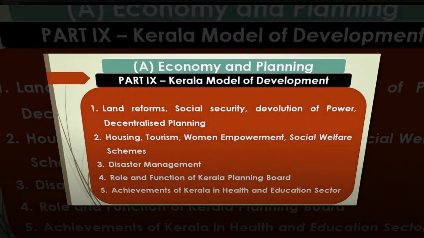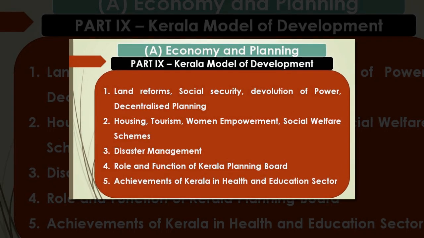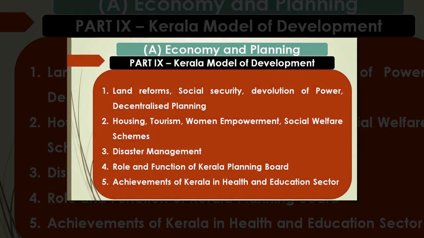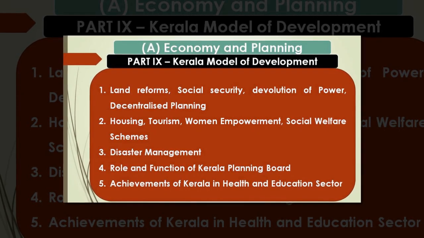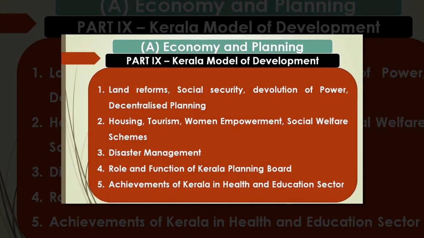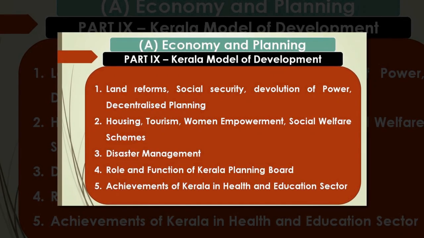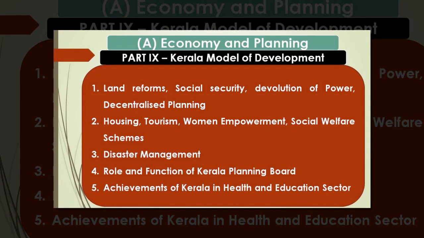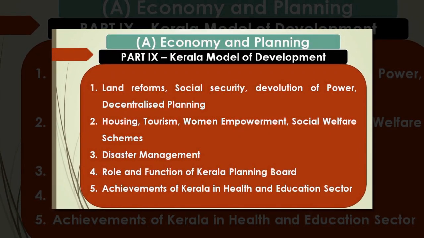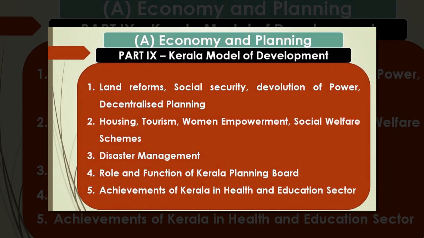And part 9, Kerala model of development. Here there are 5 interesting areas. First one, land reforms, social security, devolution of power, decentralized planning, Kudumbashree and so on. Second one, housing, tourism, women empowerment, social welfare schemes. Third one, disaster management. Give special emphasis on recent floods and post-flood Kerala and new initiatives to rebuild Kerala.